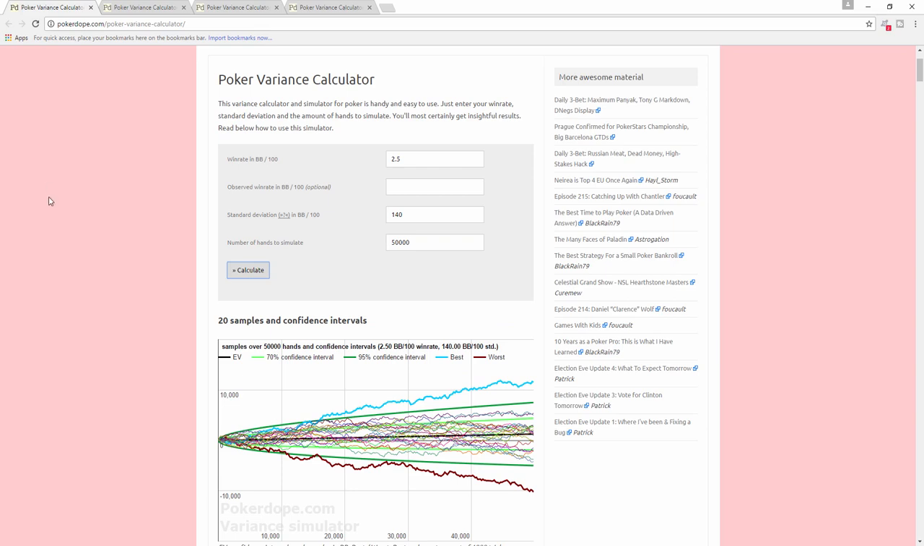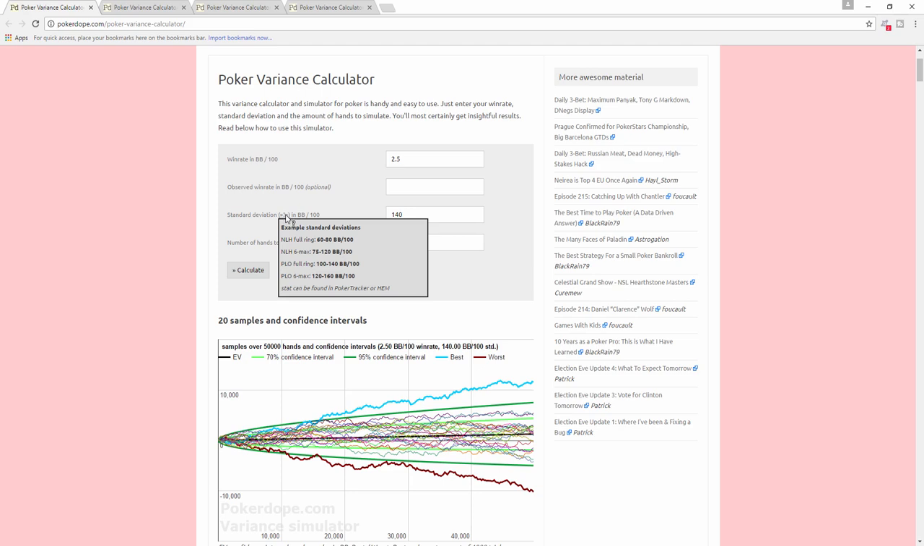So if you've never been to PokerDope.com, they have several variance calculators. And what I did was I pulled up a cash game calculator. And what you can do is you can add in what your win rate is. You can add in a standard deviation from your win rate. So standard deviation would be in terms of, actually, let me just do this, hover over here.